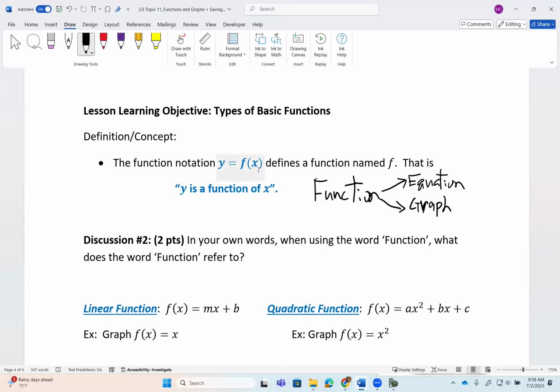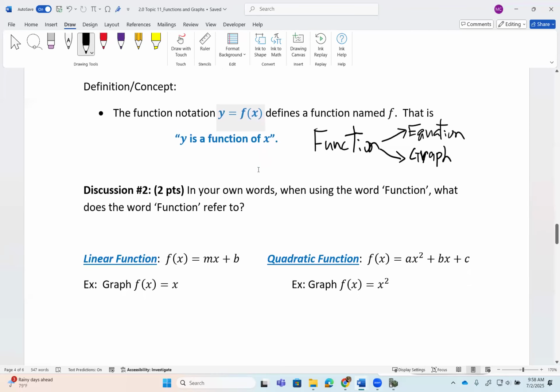So y is now a function of x. We don't say y equals anymore. We don't say linear equation or quadratic equation, because when we use the word equation, we only look at it as an equation. But when we say equation of the line, the line is the equation and the equation is the line. They are the same thing in two different forms. So instead of constantly switching between the word equation and the word graph, now we're just going to call them function.